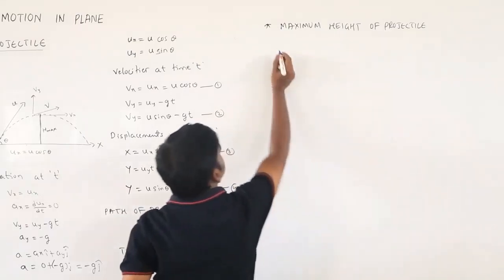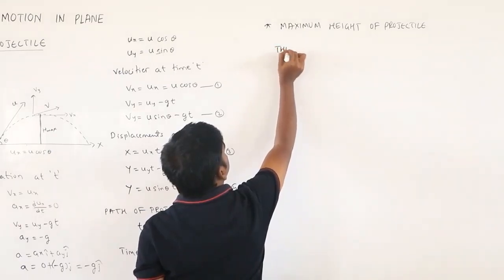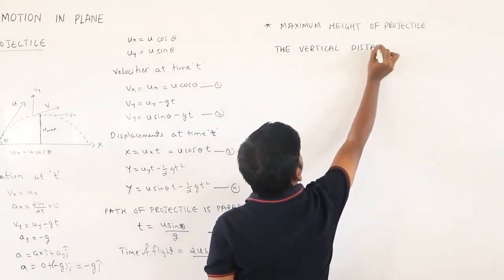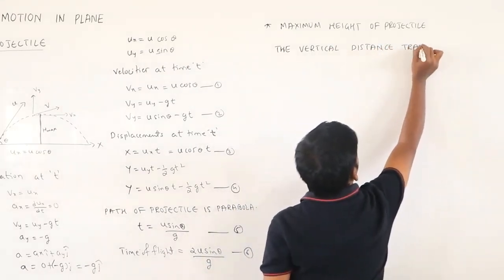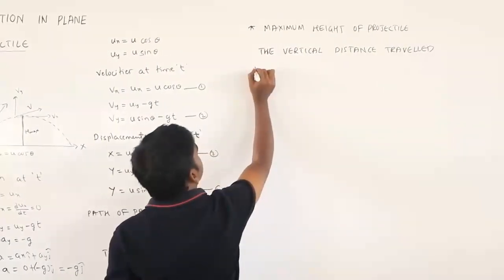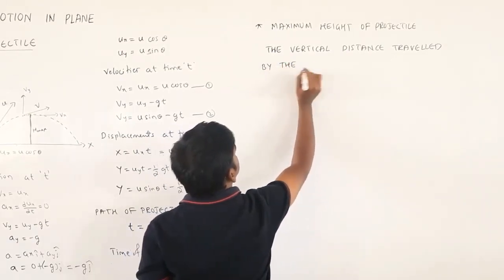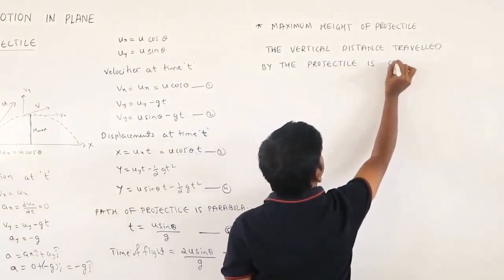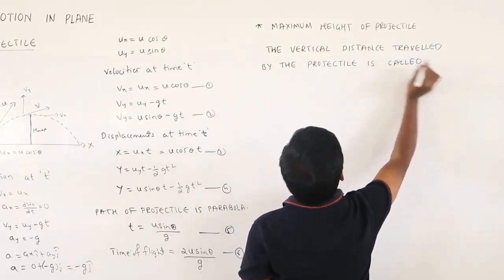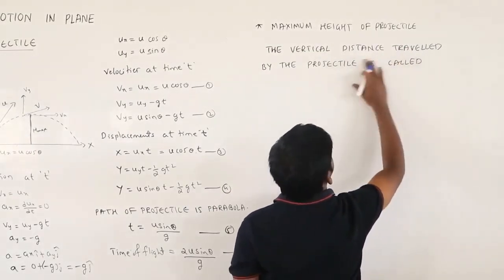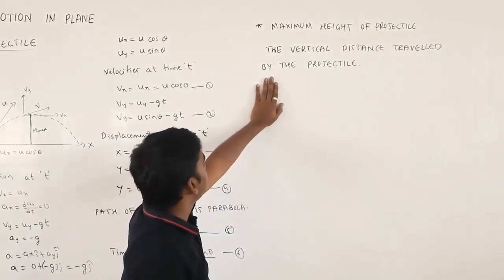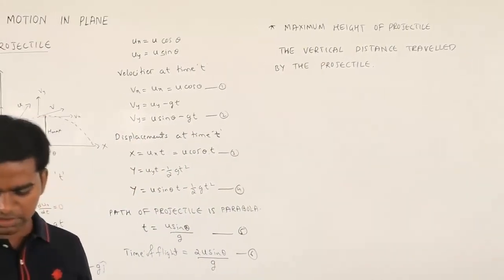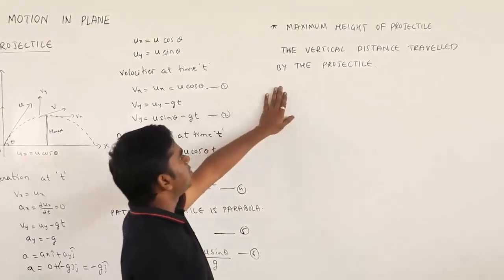The maximum vertical distance traveled by the projectile is called the maximum height. Simply you can write: the vertical distance traveled by the projectile is called the maximum height of the projectile, or simply you can say it is the maximum height attained by the projectile. Some would say maximum height attained by the projectile or maximum height of the projectile.